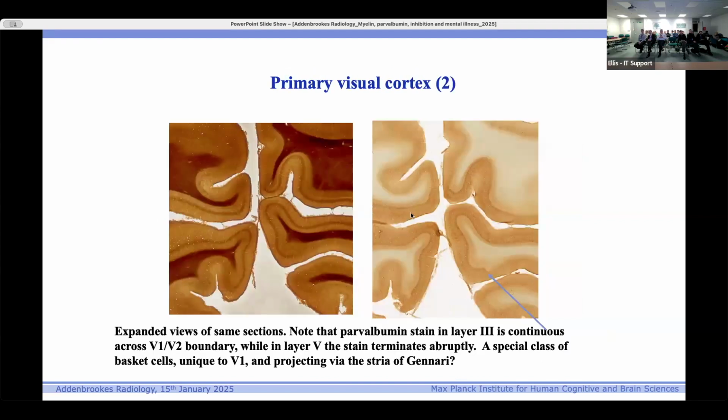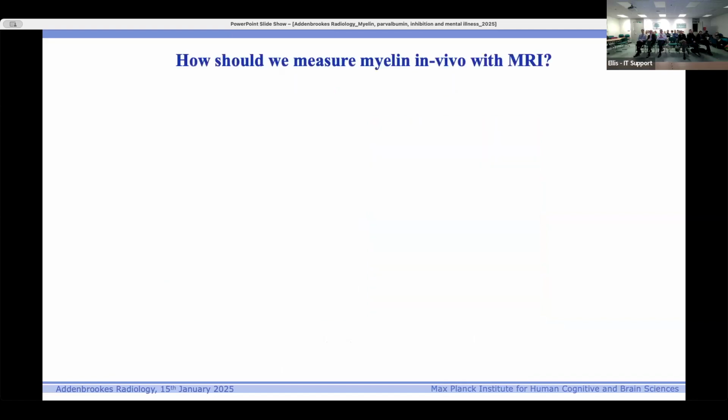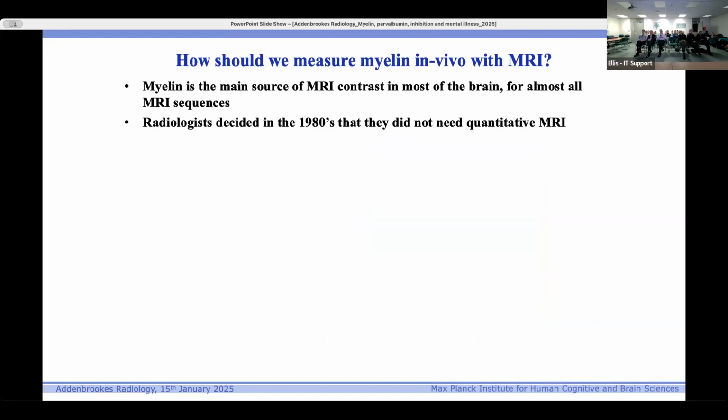When you blow that up, you can see it has even an extra layer of parvalbumin cells, which corresponds very nicely to the stria of Gennari in the myelin stain. So you see two layers of parvalbumin cells in the visual cortex. This is now a human brain. And these pictures give us more questions than we can actually address yet. How should we measure myelin in vivo with MRI?